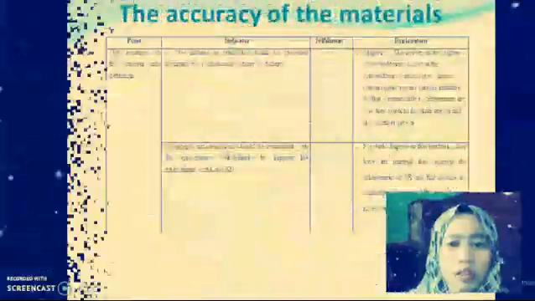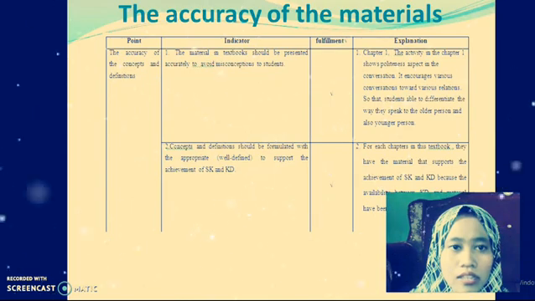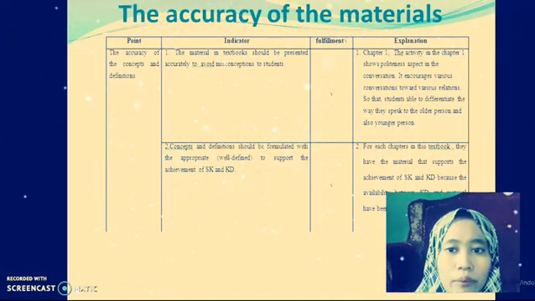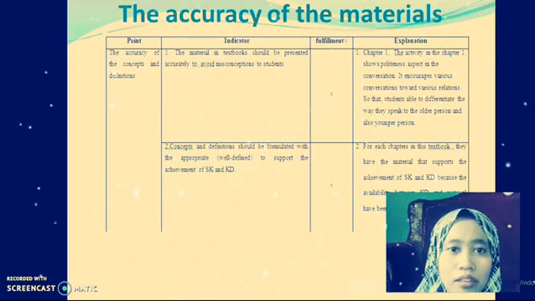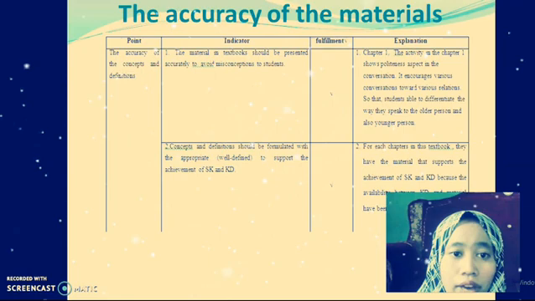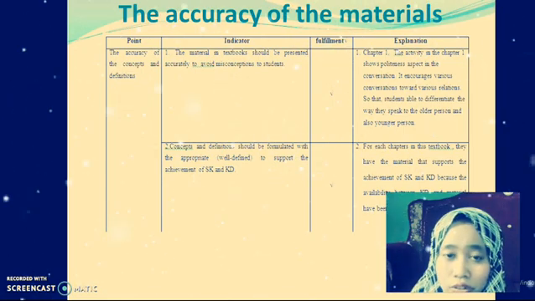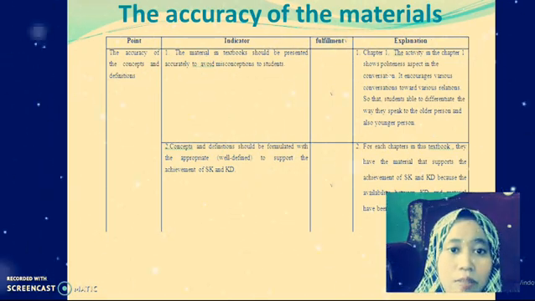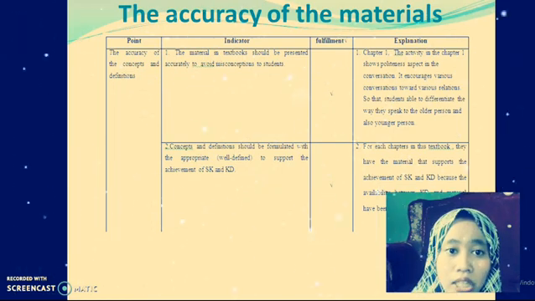Okay, next we come to the second part of content appropriateness. It is the accuracy of the materials. There are several points in this part. The first point is the accuracy of the concept and definition. This point is divided into several indicators. The first indicator is that the material in the textbook should be presented accurately to avoid misconception to students.